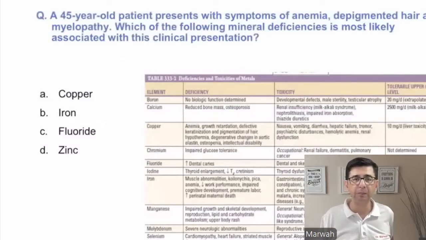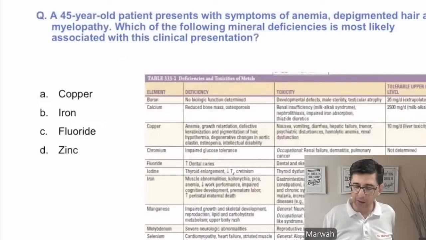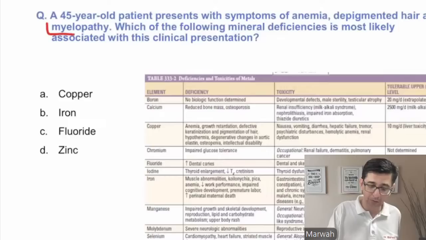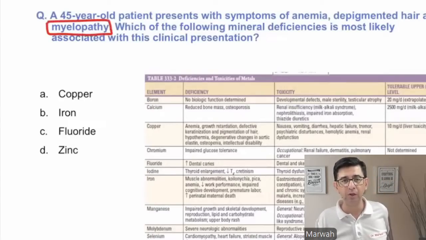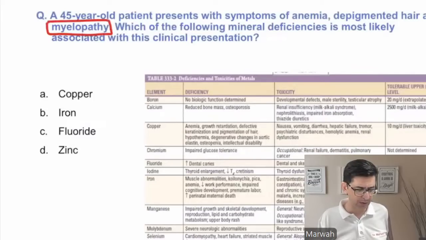Patient is having anemia, depigmented hair, and myelopathy. That myelopathy, I'm not very sure. Was it present? Was it not present? Not aware of. But it was a mineral deficiency, and he's talking about hair and anemia. Then I'll bet my money on copper in this case.